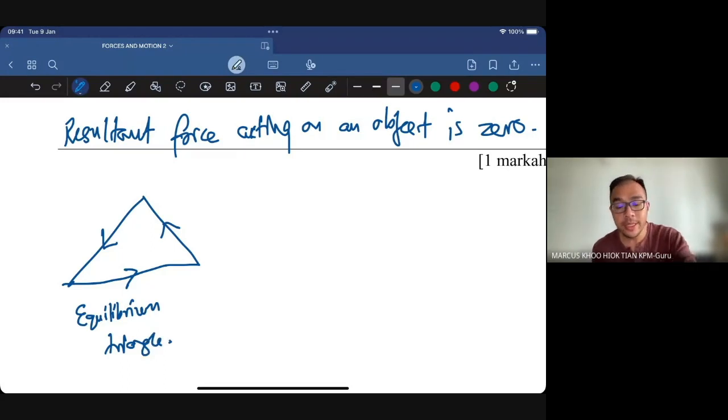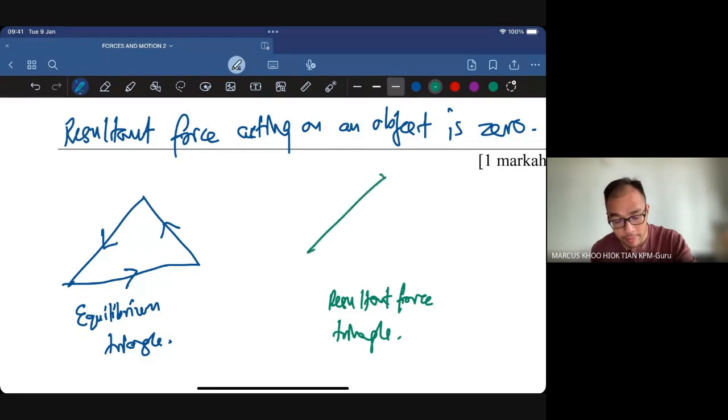But if it is a resultant force triangle, okay, you may have the same kind of triangle, except that two of the forces are in the same direction, and then the last one is on the opposite direction. Okay, and this is the resultant force.